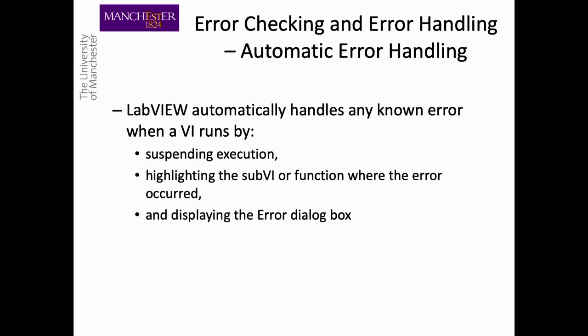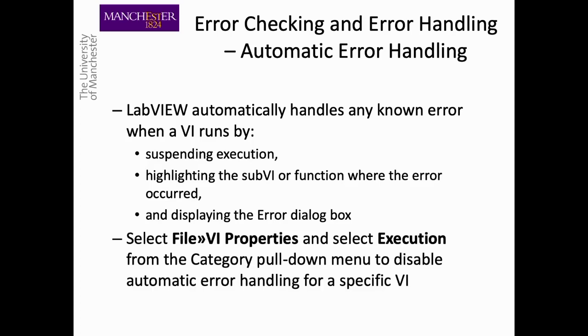So LabVIEW automatically handles any known error when a VI runs by suspending the execution, highlighting the sub-VI or function where the error occurred, and displaying the error dialog box. So select File, VI Properties, and select Execution from the category pull-down menu to disable automatic error handling for specific VIs if you want to.